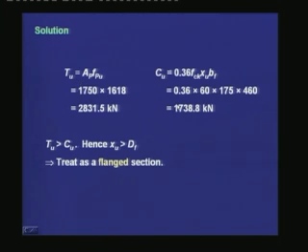The compression is calculated as 0.36 FCK times XU times the BF, and once we substitute these values, we get 1738.8 kilonewtons. Now, comparing these two values, we find that TU is much larger than CU, and hence we need to increase the XU beyond DF to have more compression in the concrete. Now, once we increase XU beyond DF, we have to treat this section as a flange section at ultimate.